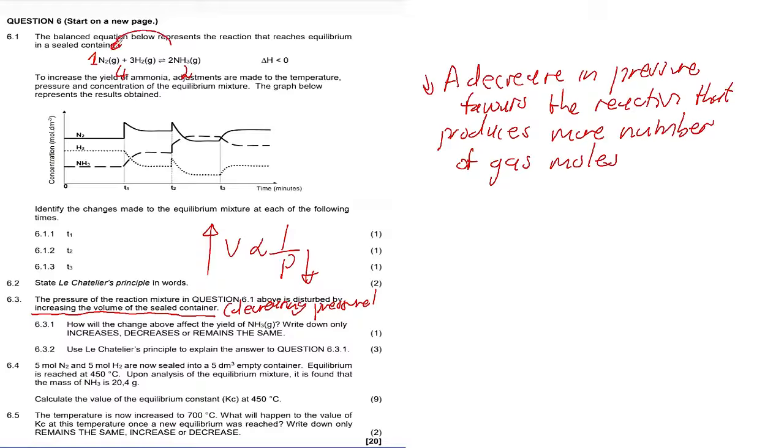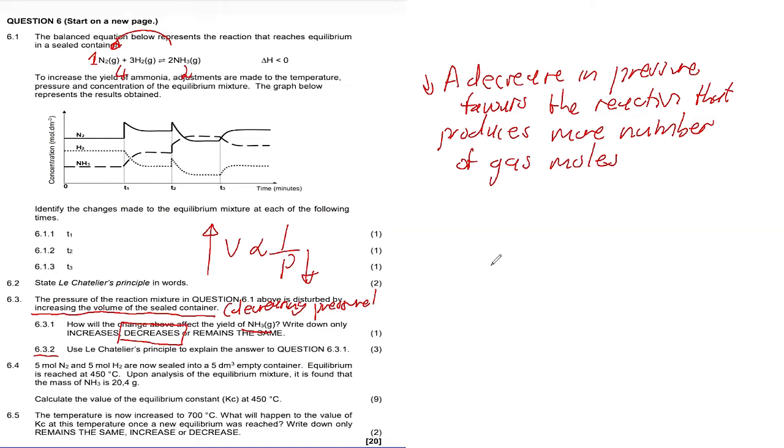If the reverse reaction is the one that is favored, then we understand that the products will have to be used up. So remember, favoring the reverse reaction means we're using up the product to form back the reactant. So what will happen to the yield of NH3? The answer is it decreases. So if you are favoring the reverse reaction, the concentration of the reactants will increase while the concentration of the product decreases. Now 6.3.3, they're saying use Le Chatelier's principle to explain the answer to question 6.3.1.